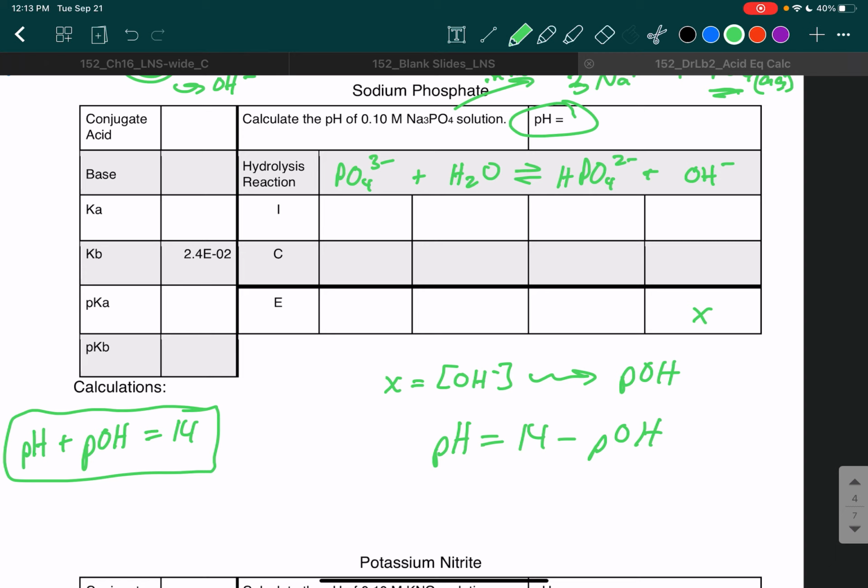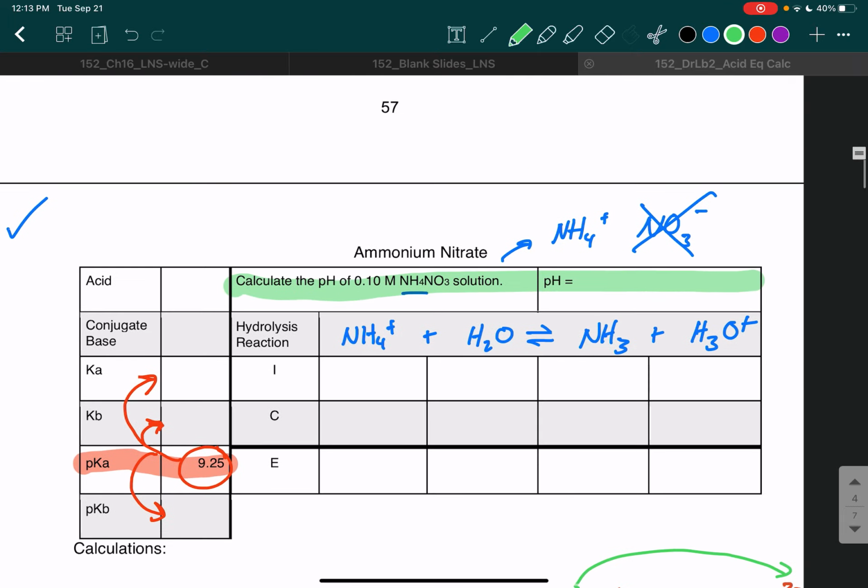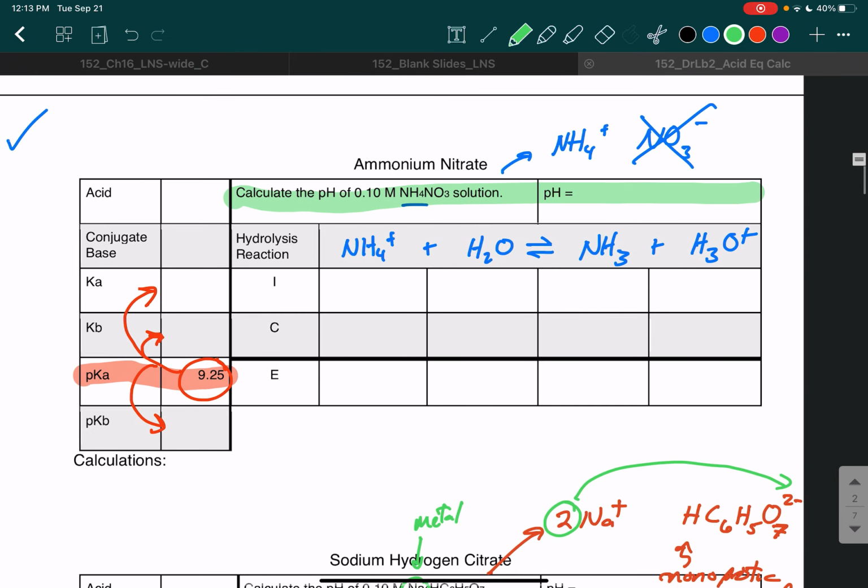Just for example, the ammonium nitrate one, the first example. Would we skip that one? Oh, I guess let's skip it for right now.